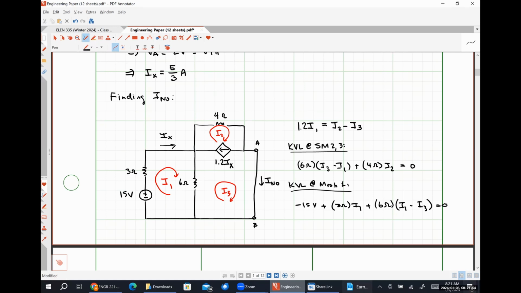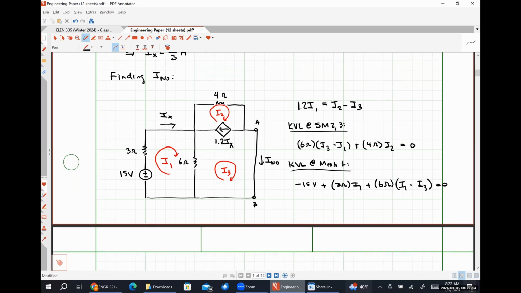So in my first equation, my coefficient for I1 is 1.2. I'm going to move the I2 and I3 from the right-hand side of the equal sign over to the left-hand side of the equal sign so that all of my variables are on the same side. So that's going to make my coefficient for I2 negative 1 and my coefficient for I3 positive 1. My constant term will be 0. In my second equation, my coefficient for I1 is negative 6. My coefficient for I2 is positive 4. And my coefficient for I3 is positive 6. My constant term is 0. In my third equation, my coefficient for I1 will be 3 plus 6 is 9. My coefficient for I2 is 0. My coefficient for I3 is negative 6. And my constant term will be positive 15.